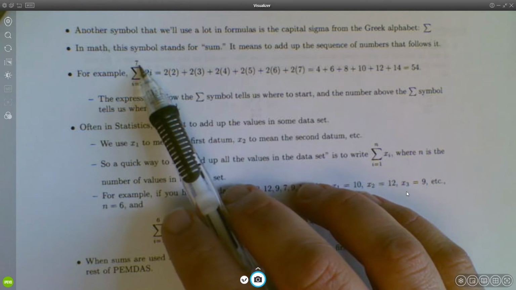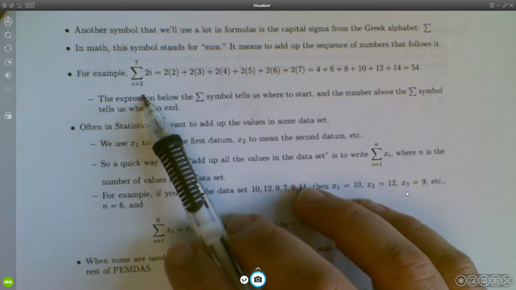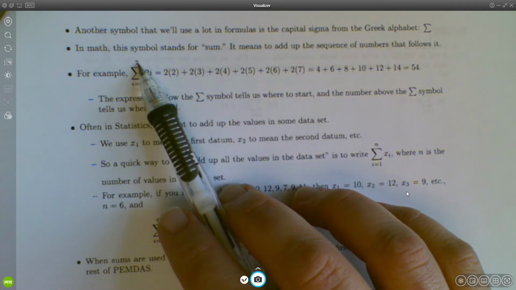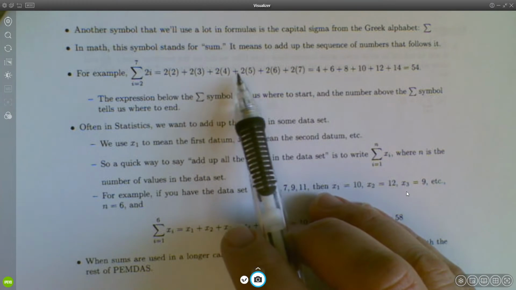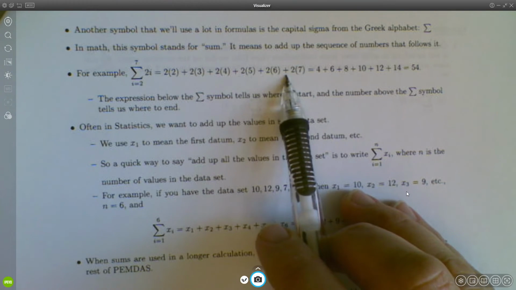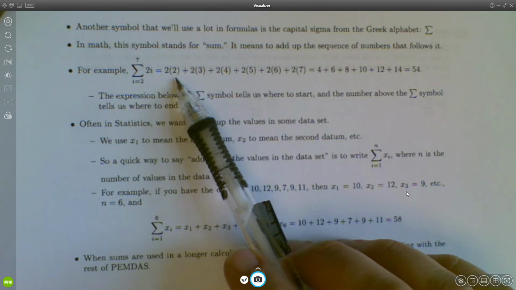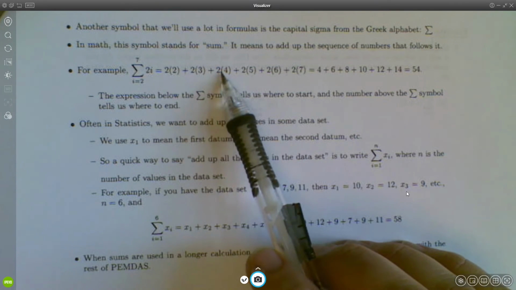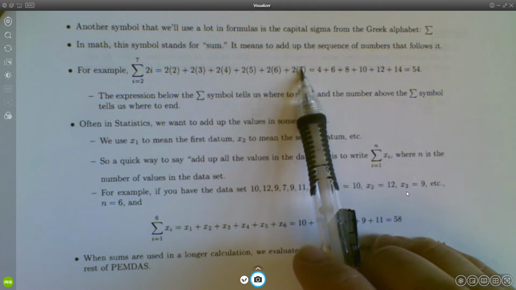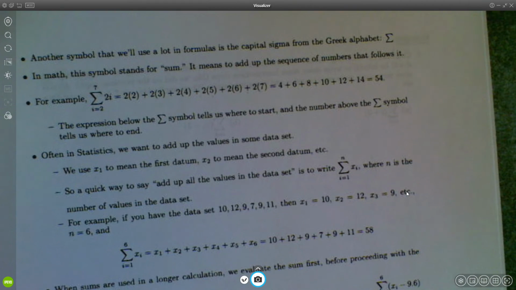We stop at 7, okay, because that's what this symbol says to do. So it says to start at 2, stop at 7. And then the sigma means you're going to add these expressions up. Okay? Anyway, if you do all that math, order of operations says we've got to do all the multiplications first. So this would be 4 plus 6 plus 8 plus 10 plus 12 plus 14. And then if you punch that into your calculator, you should get 54.